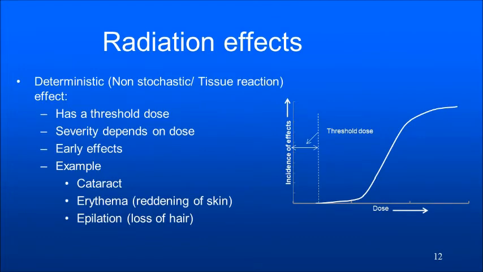The deterministic effect, which is currently called tissue reaction, has a threshold. That effect will not happen unless a minimum dose, the threshold dose, is received. And the severity depends on dose and not probability. The more the dose, the worse the effect becomes. And these are early effects. Examples are cataract, erythema, epilation.